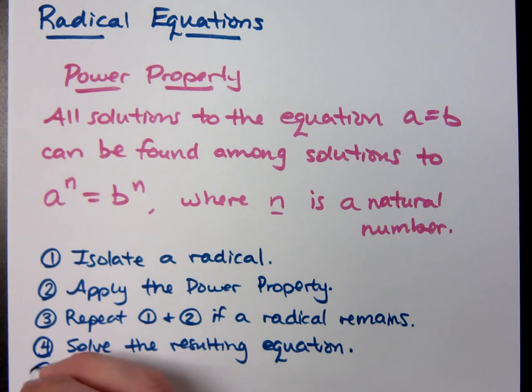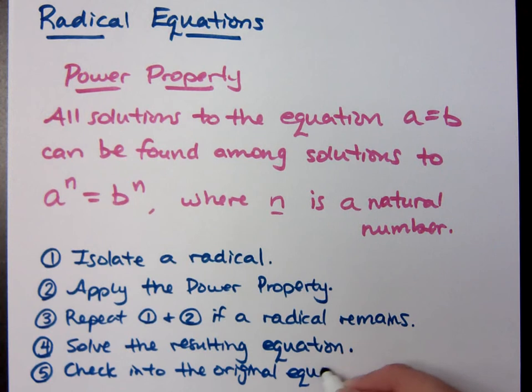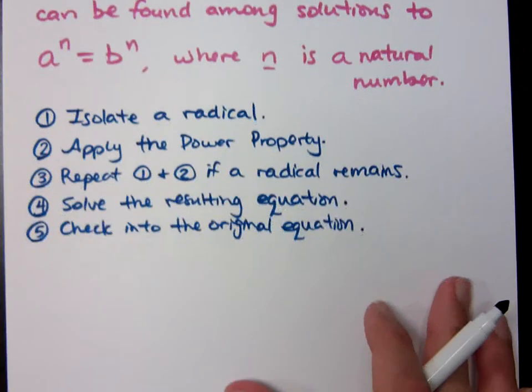This last step is super important for us. We have to check into the original equation. Check into the original equation, because just like with rational equations, we might have something that's extraneous. There's no guarantee, but there's always the possibility.